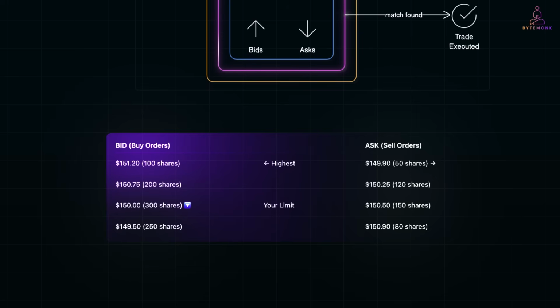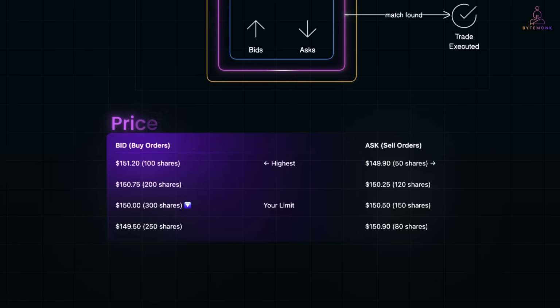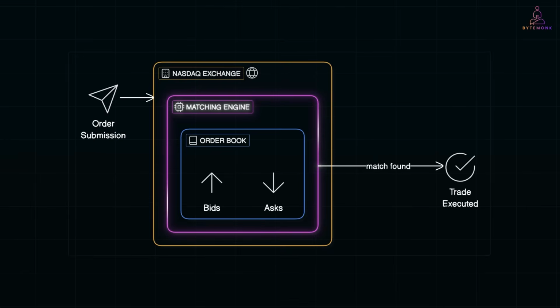Now let's say you placed a buy limit order for $150. If there is a sell order already sitting at 149.9, boom, the engine matches them instantly, and a trade is executed. This process follows strict rules. Price first. Better prices get priority. And time second. That is, if two people offer the same price, whoever comes first wins. It's all algorithmic, no human involvement. The matching engine just keeps scanning, matching, and updating the order book, thousands of times a second, with precision and fairness.